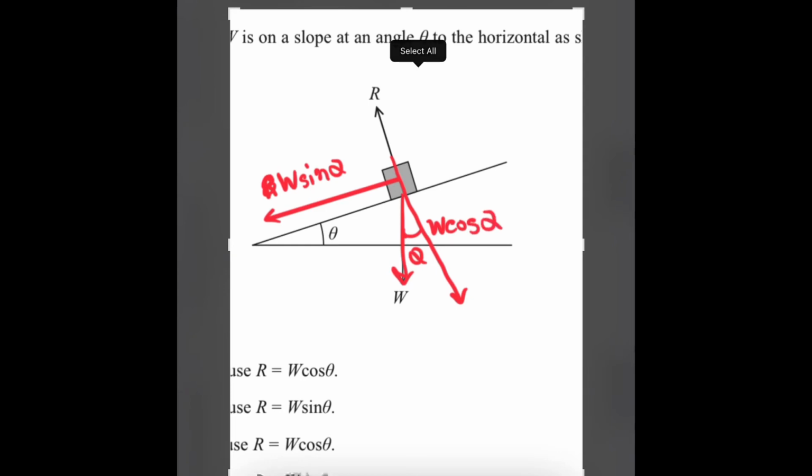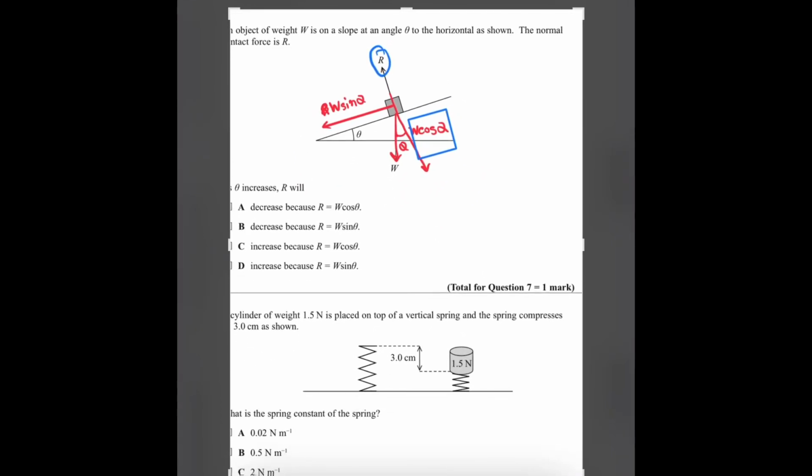So we can clearly see that there is a relation between R and W cos theta, right? Since they're lying in the same line, we can write that R equals W cos theta. This is the equation, R equals W cos theta. So 1 or 3 is the answer.